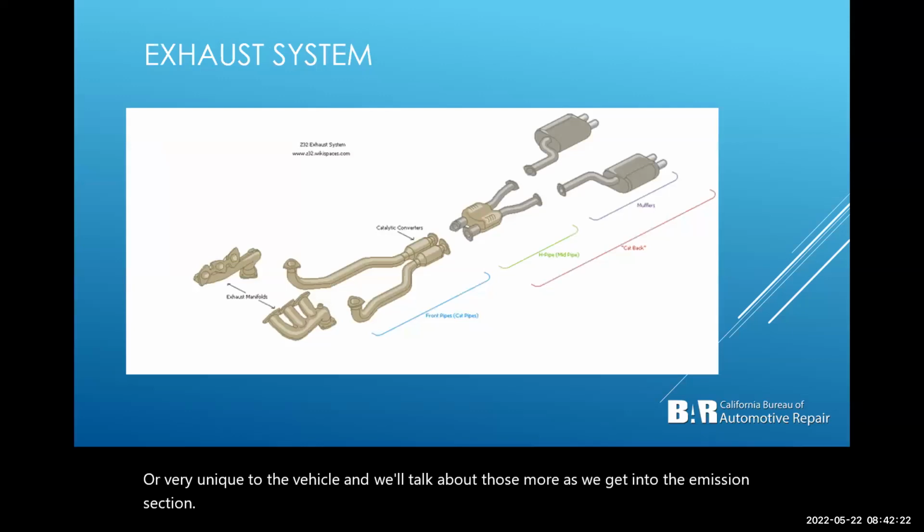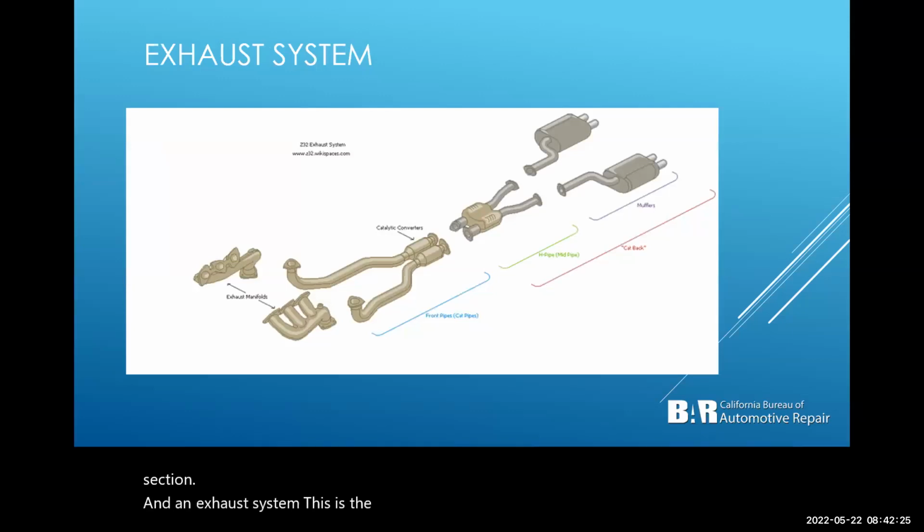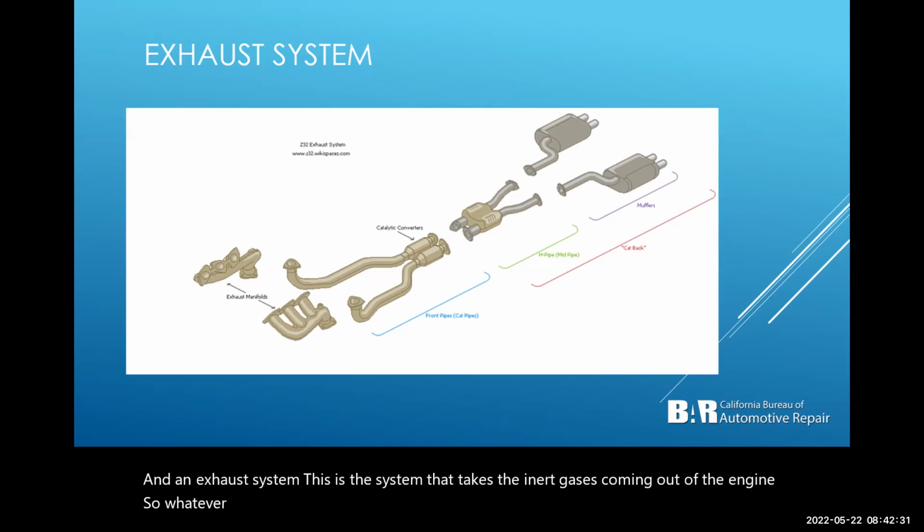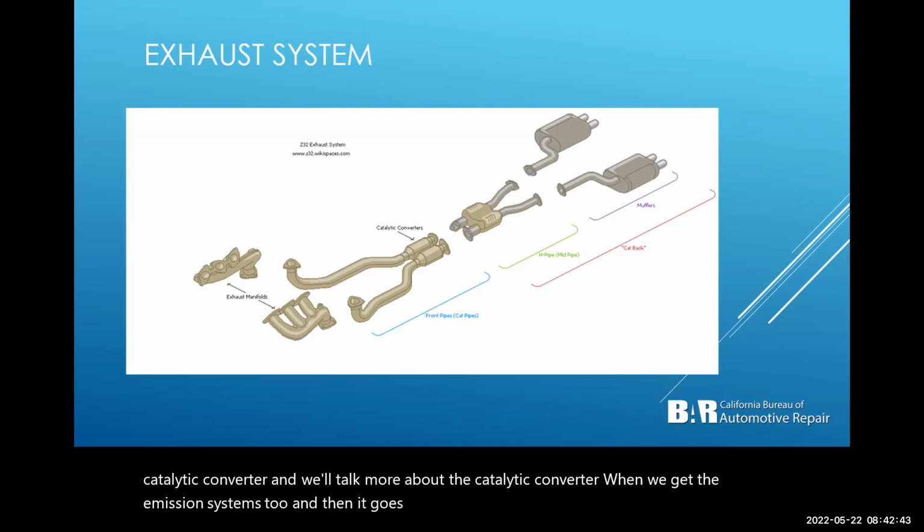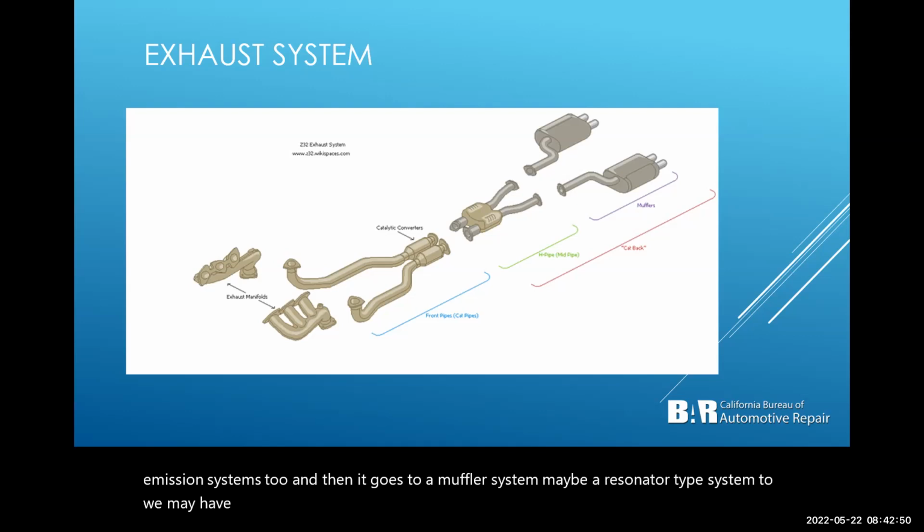And then the exhaust system. This is the system that takes the inert gases coming out of the engine. So whatever's not completely burned goes out into the exhaust system, goes through the catalytic converter. And we'll talk more about the catalytic converter when we get to the emission systems too. And then it goes through a muffler system, maybe a resonator type system too. We may have multiple catalytic converters on our car also, not uncommon. And then it goes out into the atmosphere.